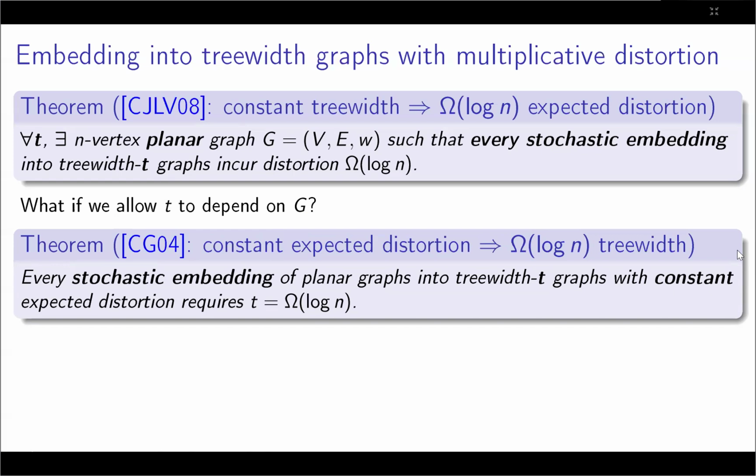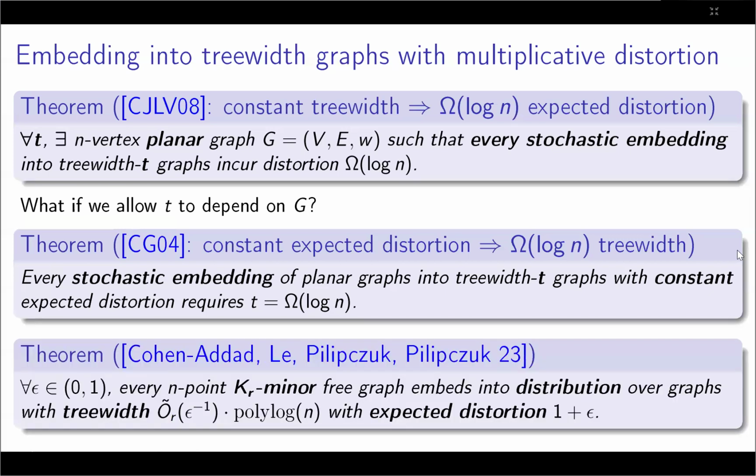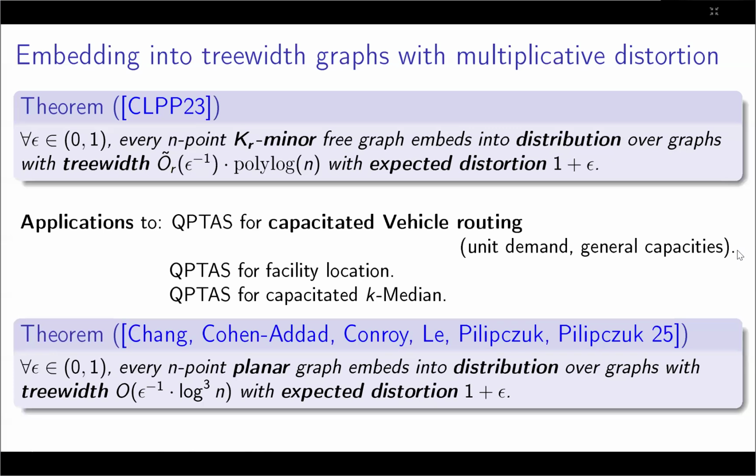And so the question really is, if I allow you tree width log n, can you do something? This was shown quite recently by Cohen-Addad, Lee, and the Pilipczuk brothers. Yes, you can do better. For every minor free graph, you can get expected distortion epsilon, with tree width just polynomial in log n, like log n times 1 over epsilon, though the structure theorem makes the constants large. But for planar graphs, they get something. This is already with Shinchi here and Jonathan as well.